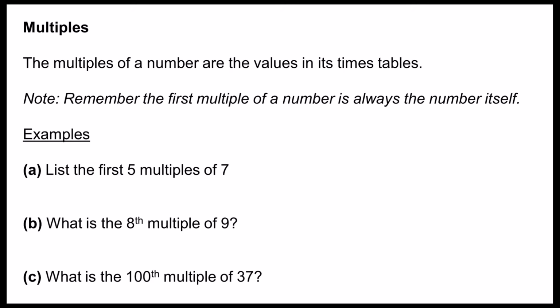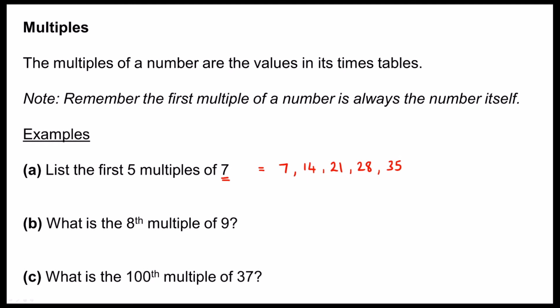So, looking at part A of our examples, it asks us to list the first 5 multiples of 7. So that means we need to look at the 7 times table. The first multiple of 7 is going to be 7 itself, and then we have 14, 21, 28 and 35. They're the first 5 numbers in the 7 times table.